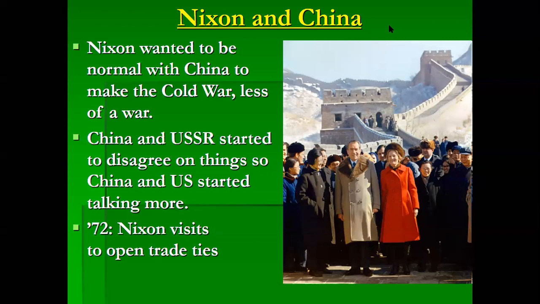And the way that this happened is the USSR and China began to disagree about things. The USSR felt like China wasn't being as communist as they wanted them to. And the United States played the great role of the listening friend from a couple that's going through some rocky moments. So let me explain.